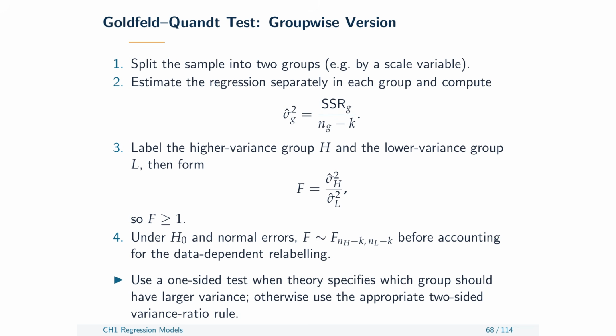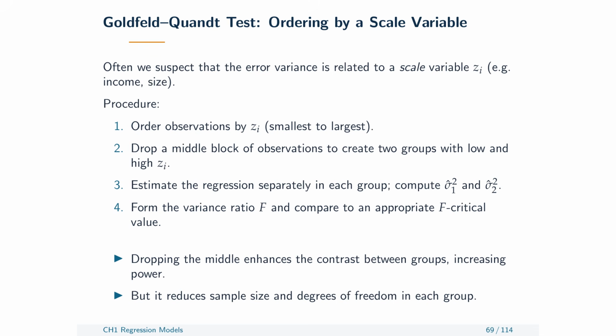The Goldfeld-Quandt test is designed for variance differences across groups or along a scale variable. We order observations by a suspected scale variable, often remove a middle block, estimate separate regressions for low and high groups, and compare their residual variance estimates through an F ratio. Removing middle observations sharpens the contrast between groups, but reduces the sample and degrees of freedom.